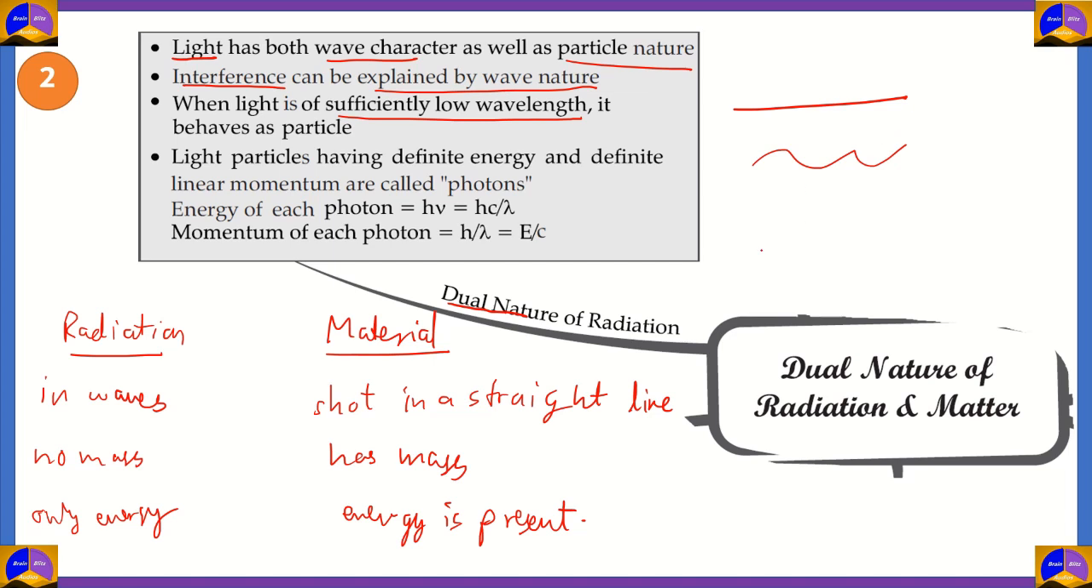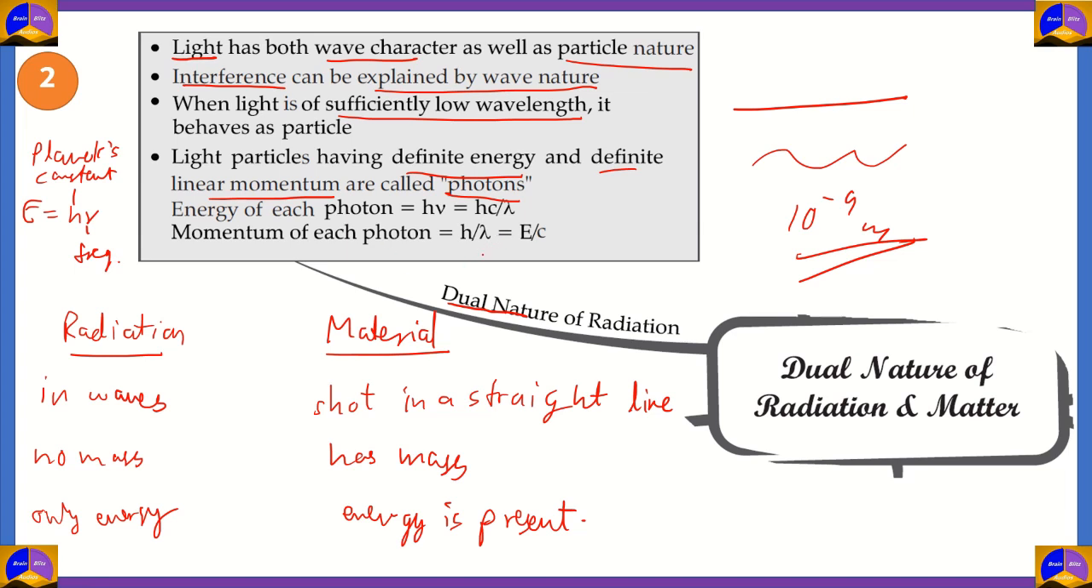The wavelength of light is in the order of 10 raised to minus 9 meters. So it is small enough for it to behave like a particle. Light particles, which we call photons, have definite energy and definite linear momentum. The energy of each photon is found by using the equation E is equal to h nu, where h is Planck's constant, and nu stands for frequency.